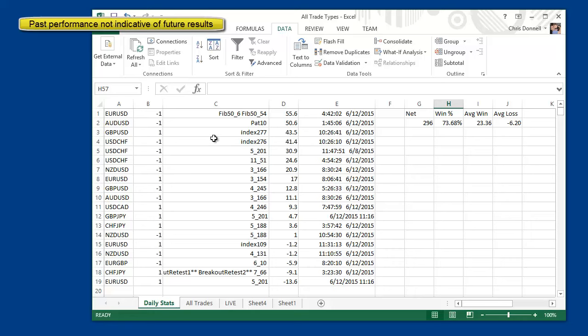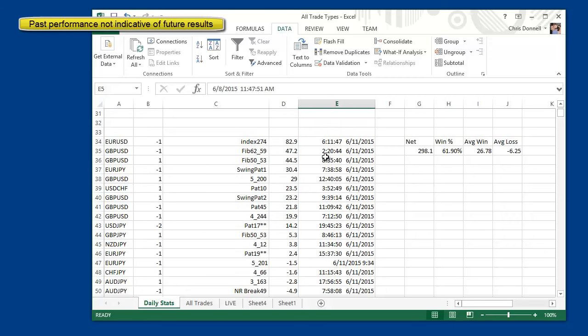So this is at the end of the day with a couple new patterns added and past ones fixed. But on Friday it made 296 pips, 73% winning, 23 pips average win, 6 pip average loss. Thursday 298 pips, 61%. And the real key is much bigger wins than losses.